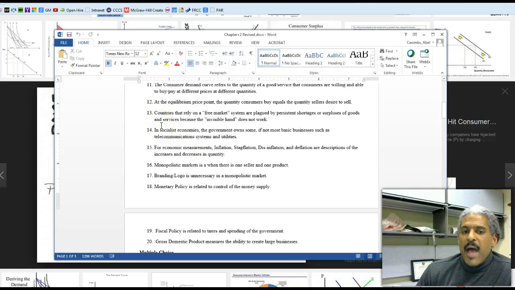13, countries that rely on a free market system are plagued by persistent shortages or surpluses of goods and services because the invisible hand does not work. False. The invisible hand works. Self-interest for the consumer. And so there's never a shortage in the free market system and the capitalist system in particular. There may be disruptions because of weather, droughts, and so on, but products are always available.